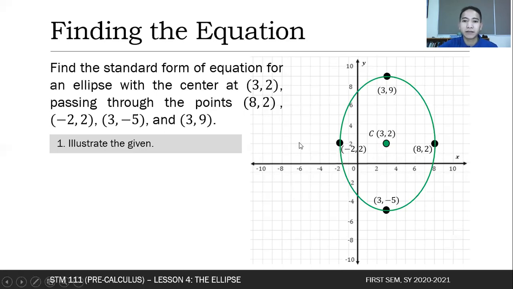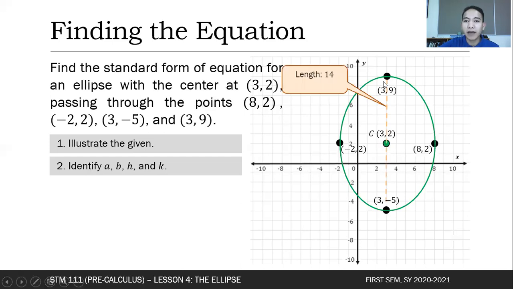Okay. Next, we identify A, B, H, and K. Para sa standard equation, di ba? So ito, ang length nito from this point to this point ay 14. Well, from this point to this point is 10. Dahil itong orange line ay mas mahaba dito sa blue line, yung orange line yung tinatawag nating major axis.